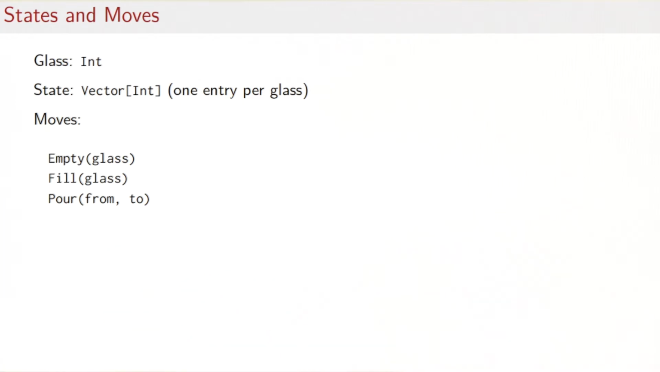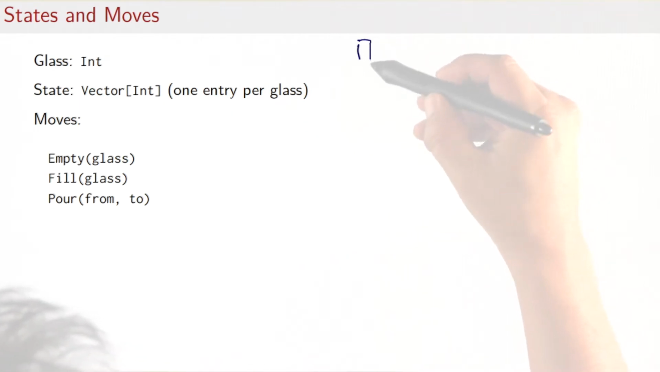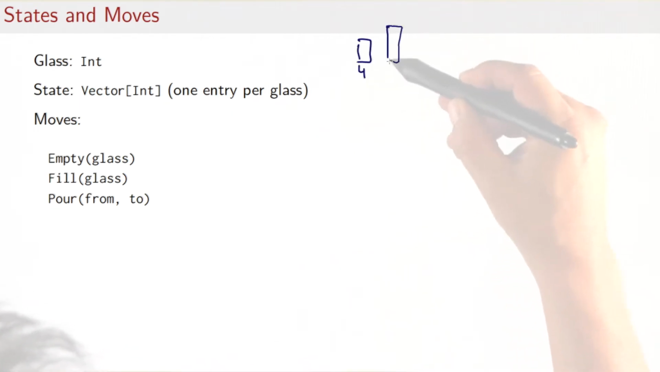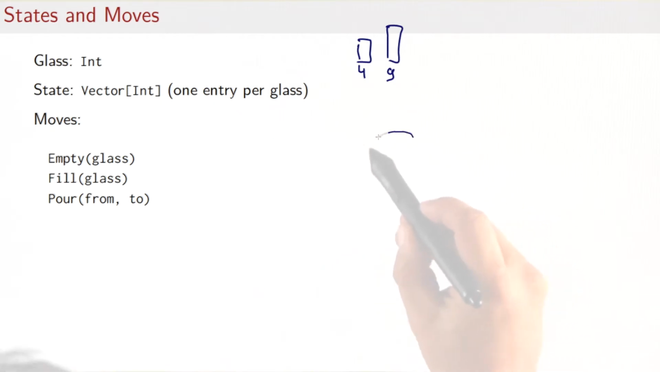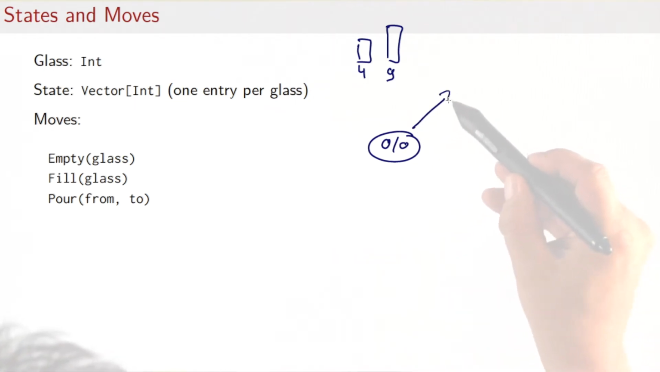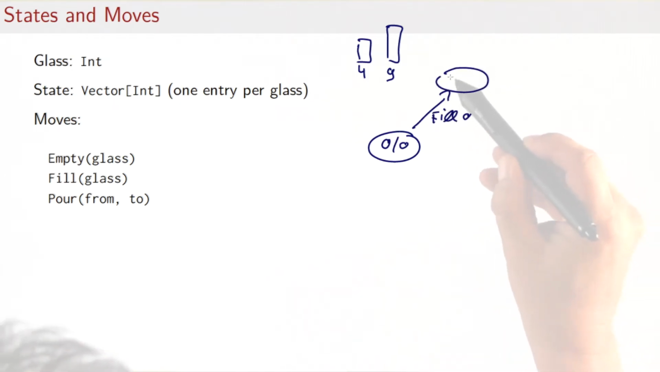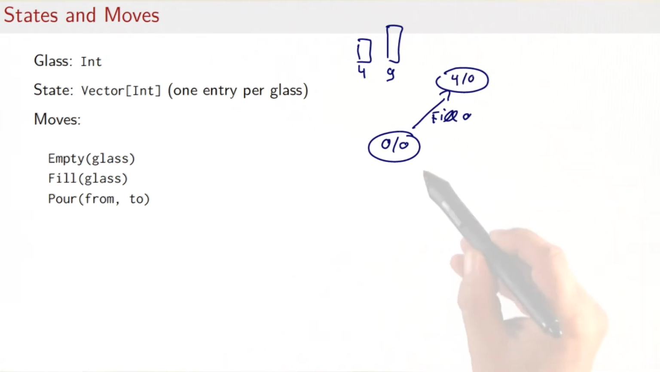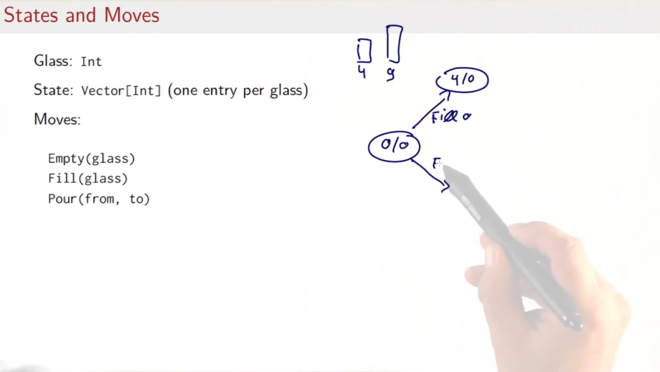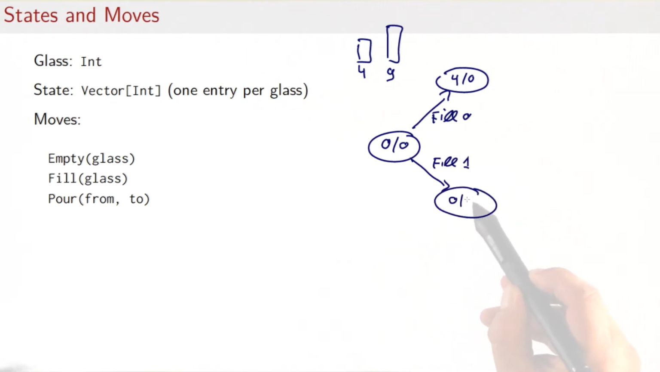So let's see, if we have, let's say, the 2 glasses of size 4 and 9, and we start in a state where both glasses are empty, so that would be the state 0 and 0, how that would evolve. So one thing we could do is we could fill glass number 0, and that would bring us into the state 4 and 0. Or we could fill glass number 1, and that would bring us into the state 0 and 9.